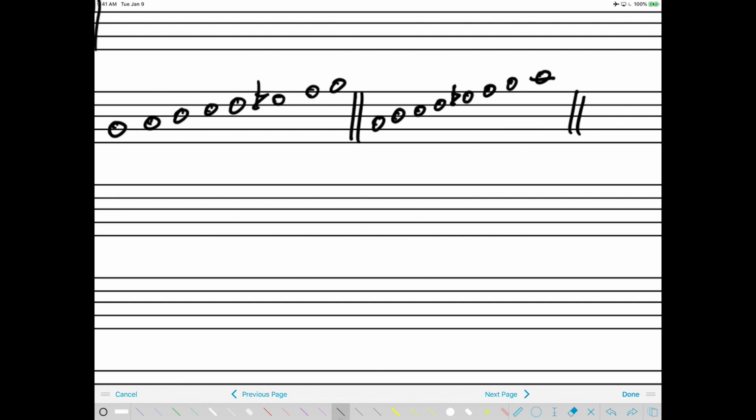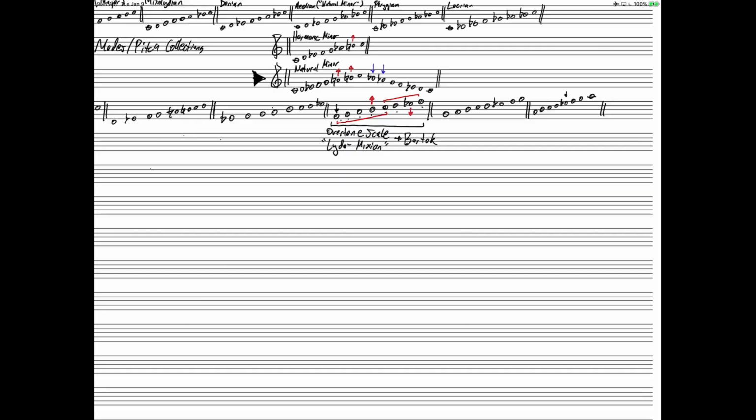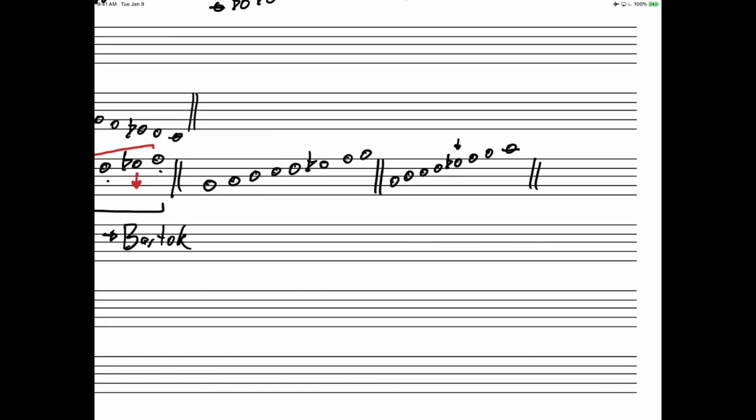Feels slightly like the Aeolian scale, but this 5th is low, which also makes it feel a little bit like a Locrian scale. Really quite funky there. And then lastly, I'll squeeze it in here.